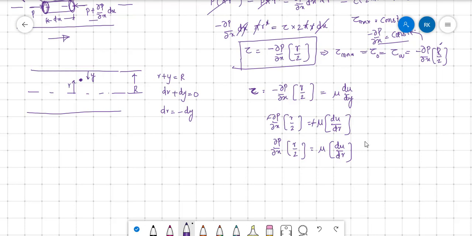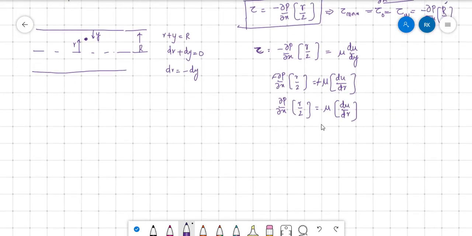So now, taking this to the side, du is equal to 1 by 2 mu into dou p by dou x into r dr.